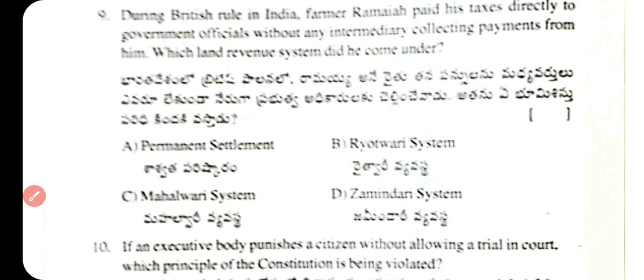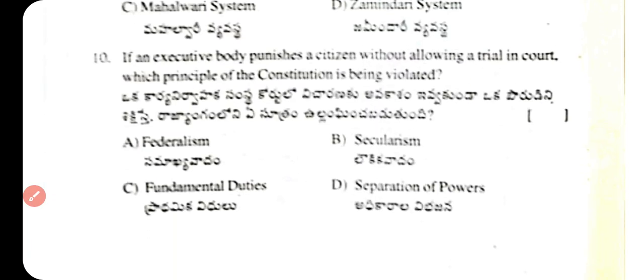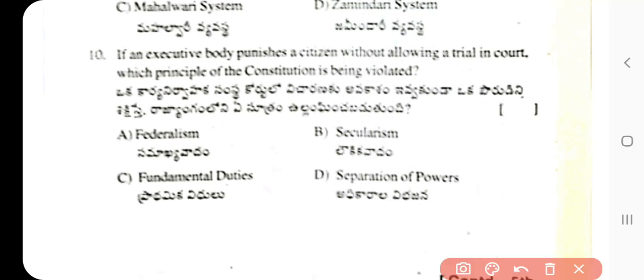Question number 10. If an executive body punishes a citizen without allowing a trial in court, which principle of the constitution is being violated? Which one is the right answer? Separation of powers is the correct answer of question number 10.